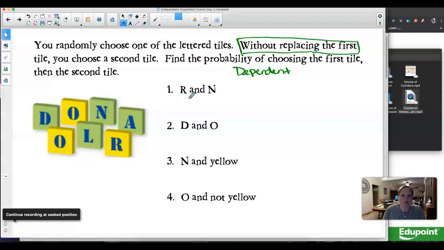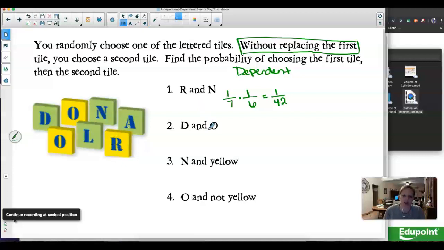Okay, so imagine that these tiles were all in the bag. The probability of picking an R and then an N. Well, there's only one R, so that would be 1 out of 7. And there's only one N. But remember, we've already picked the R and we're not putting it back. So now for the N, it's 1 out of 6. And when we multiply, we get 1 out of 42.